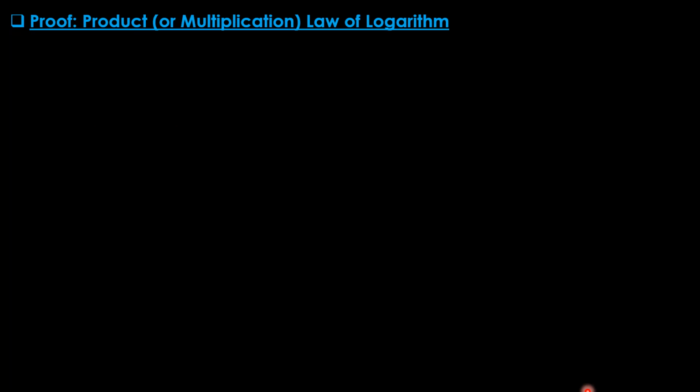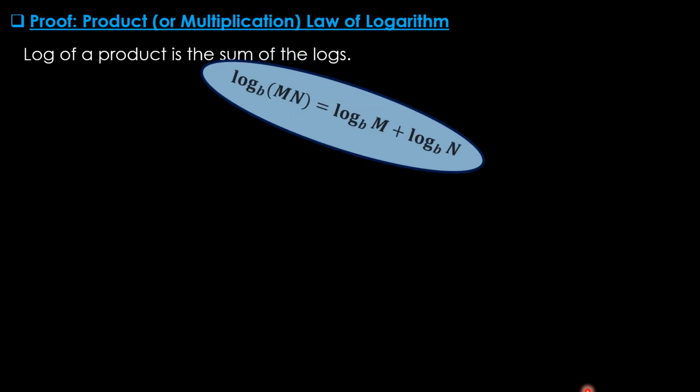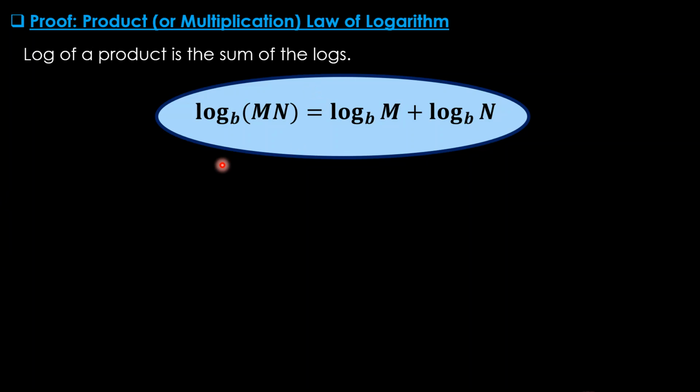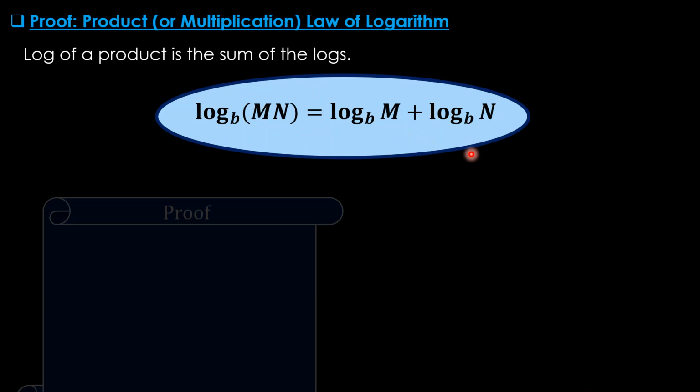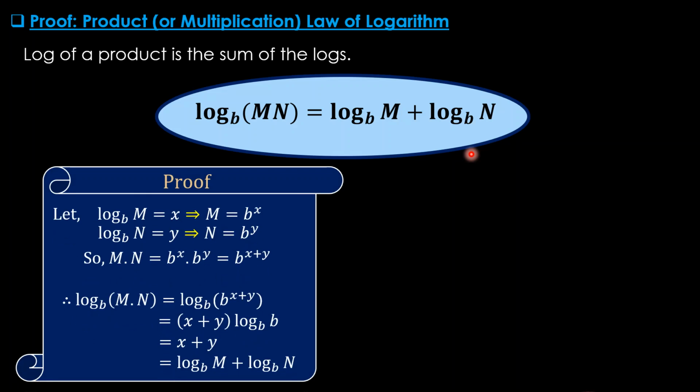Now, proof of product or multiplication law of logarithm. The log of a product is the sum of the logs. As we have mentioned, log mn equals log m plus log n. What is the proof? The proof is easy.